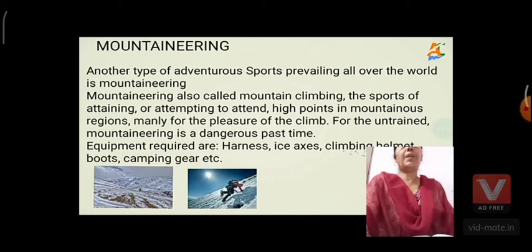For the untrained, mountaineering is a dangerous pastime. So don't go mountaineering without the trainers. Now equipments required for mountaineering are harness, ice axe, climbing helmet, boots, camping gear, etc. These are the equipments required for mountaineering.